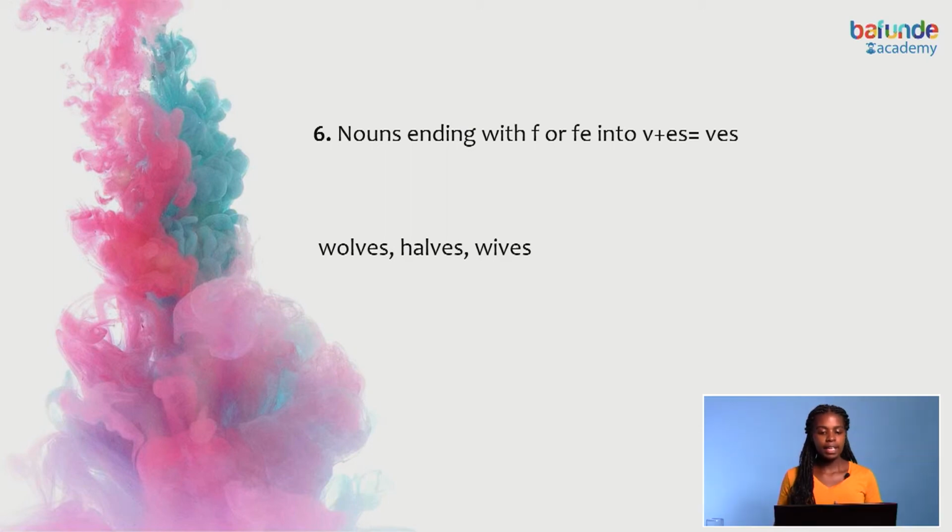You can also finally add for words, this is like a tricky situation. So there are certain words that end with the sound F, the letter F or FE, but it's the sound F. So what happens in this case? You add V, the sound of V, and ES, so it becomes VES, and replaces the F or FE. Example, wolf, wolves, half, halves, wife, wives.